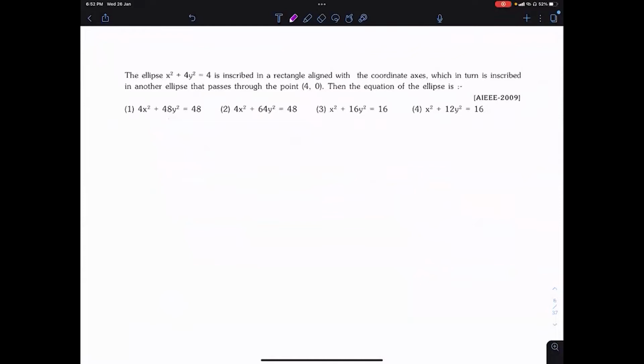See this question. The ellipse is inscribed in a rectangle aligned with the coordinate axes, which in turn... read this question carefully. There is an ellipse x square by 4 plus y square equals 1, a horizontal ellipse, which is inscribed in a rectangle.